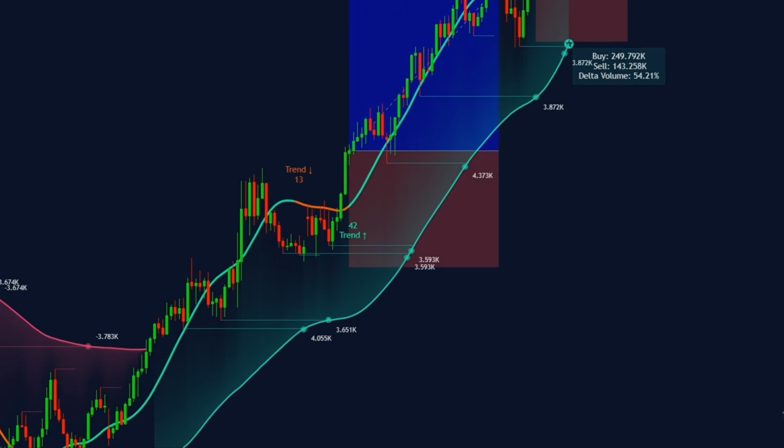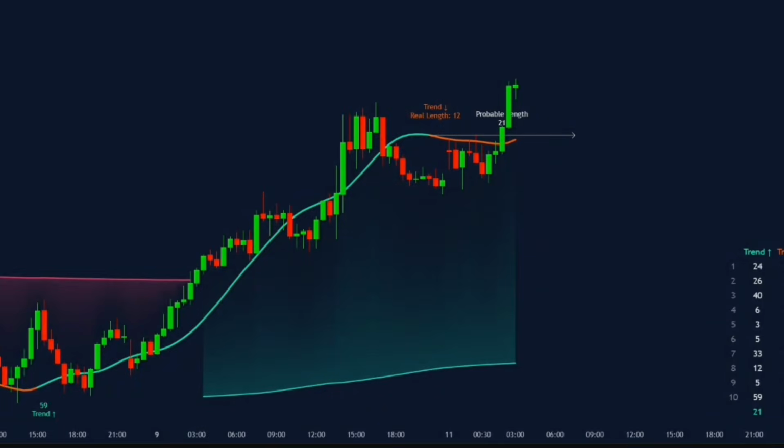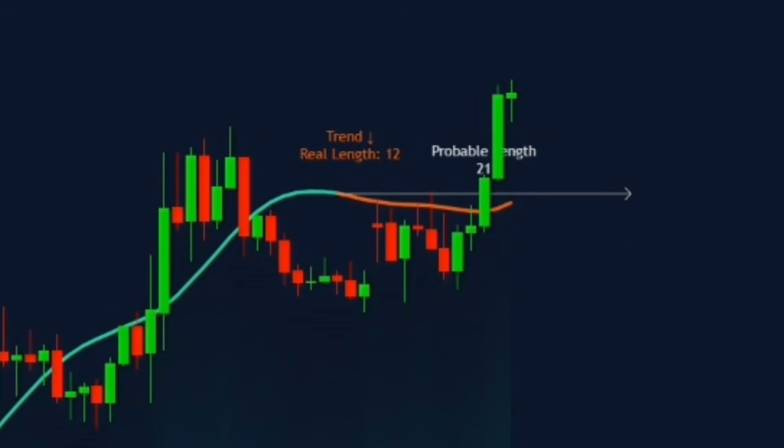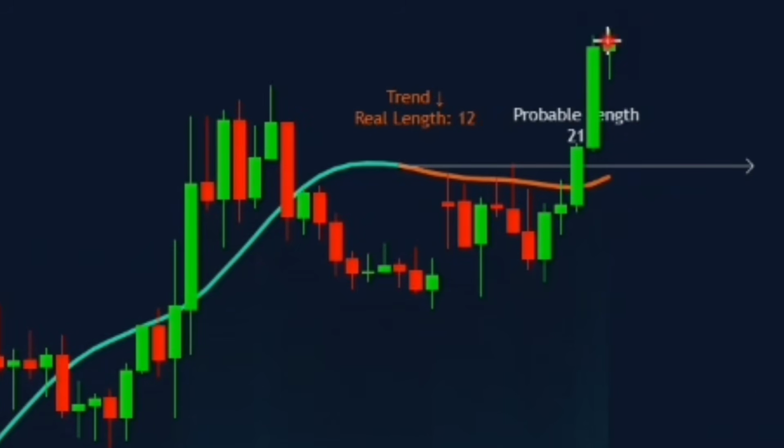To show you how accurate this logic is, look at this chart. This was our first long position. The trend was bullish. We had a market pullback. The ribbon went from red to green, and this trade ran straight to profit.